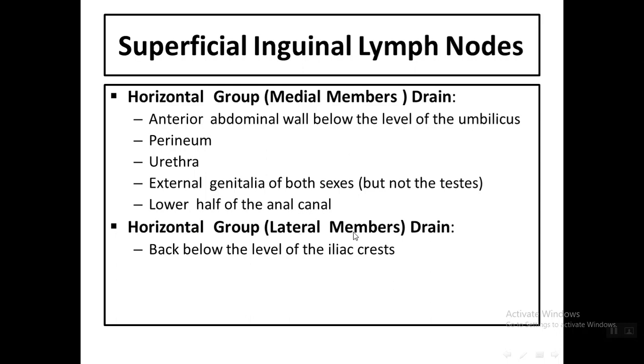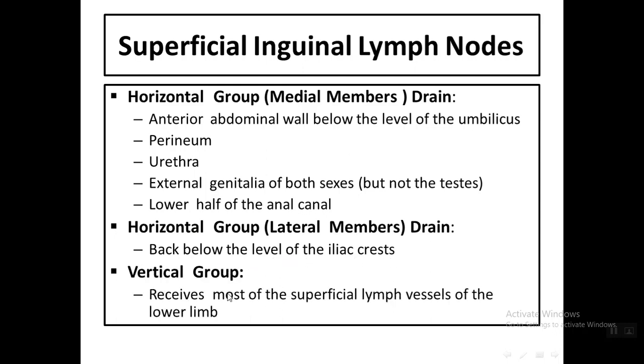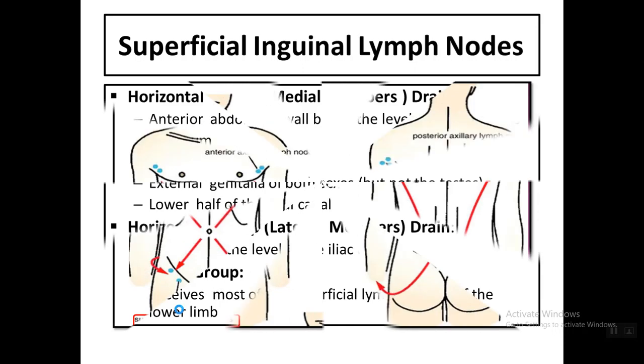Horizontal group, which is the lateral members, it will drain the back of the body below the level of the iliac crests. The vertical group it will receive most of the superficial lymph vessels of the lower limb.